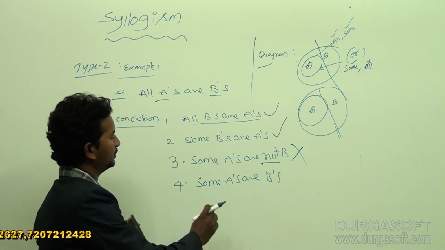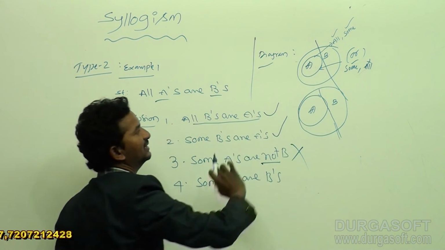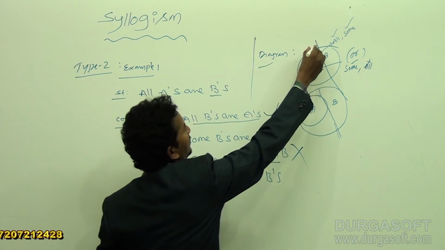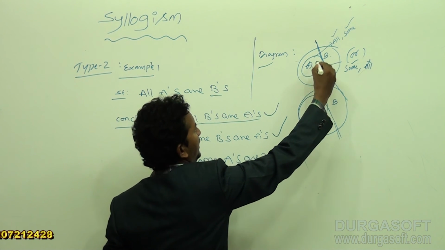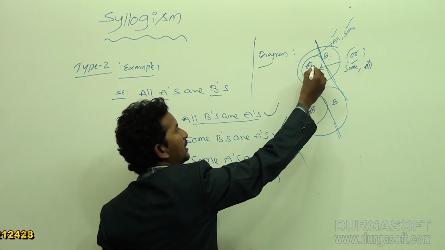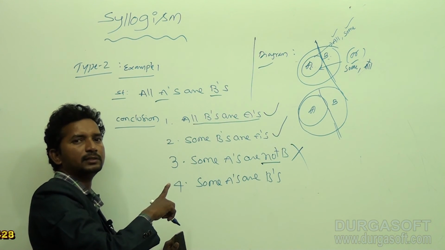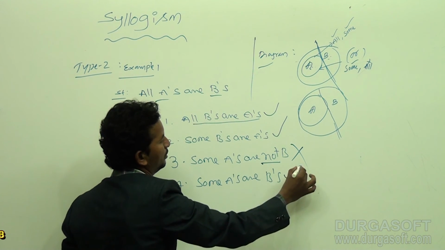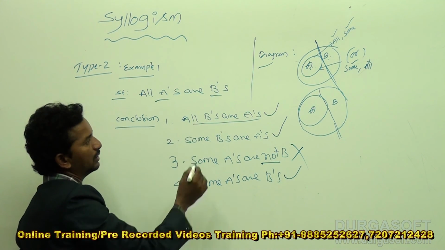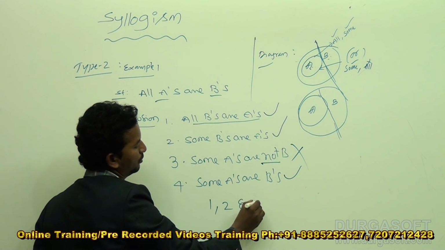Now coming to the some A's are B's. Some A's are also B's here. Now coming to this diagram, all A's are B's, some A's are B's. Now some B's are also A's, but not all B's are A's. So that's why this one is also true. Now what conclusions are true? 1, 2 and 4 follow.